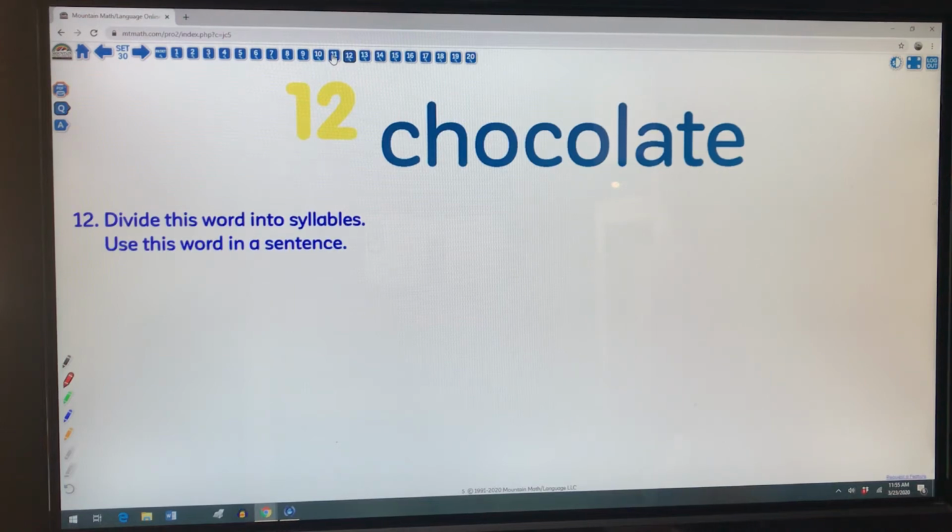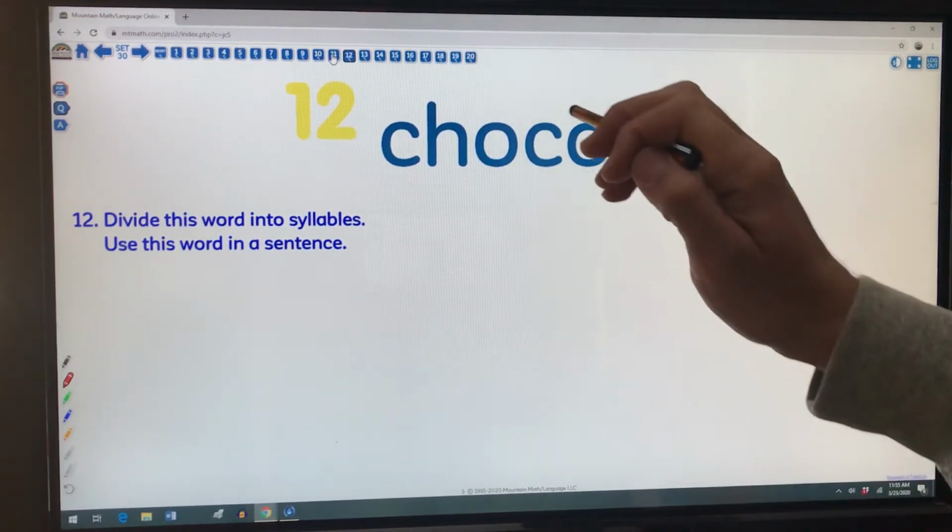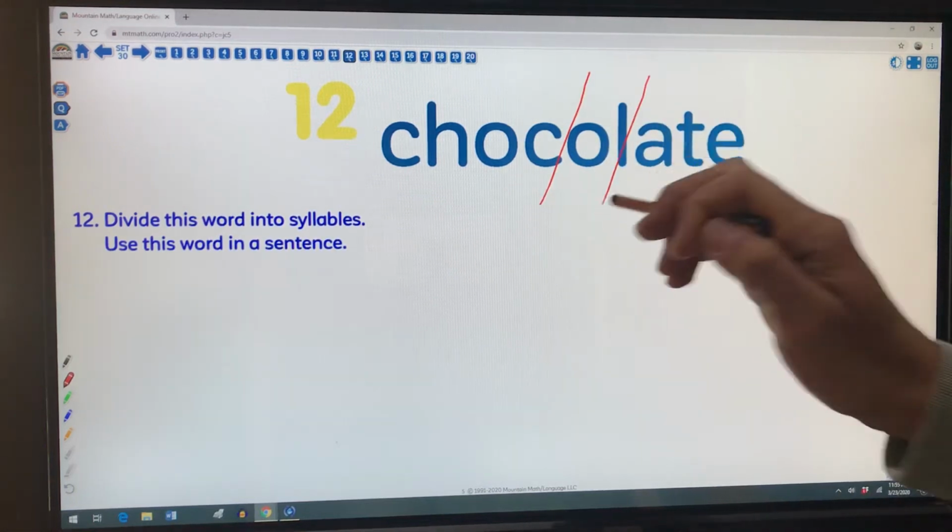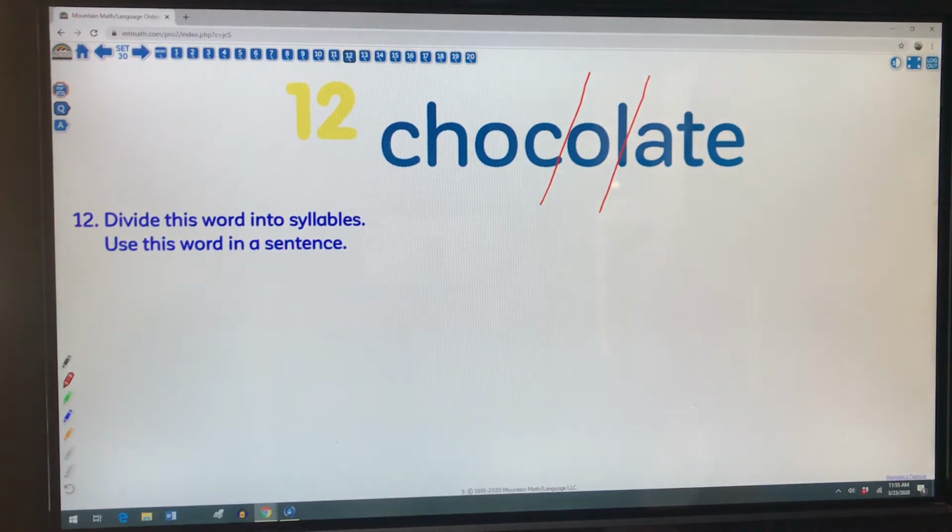Chocolate. Use this word in a sentence after you divide it into syllables. Okay, so I'm going to sound this out. My hand is underneath my chin. Chocolate. So I can see the 3 syllables that divide this word. And if you're like me, I do like to eat chocolate. Chocolate. 3 syllables.